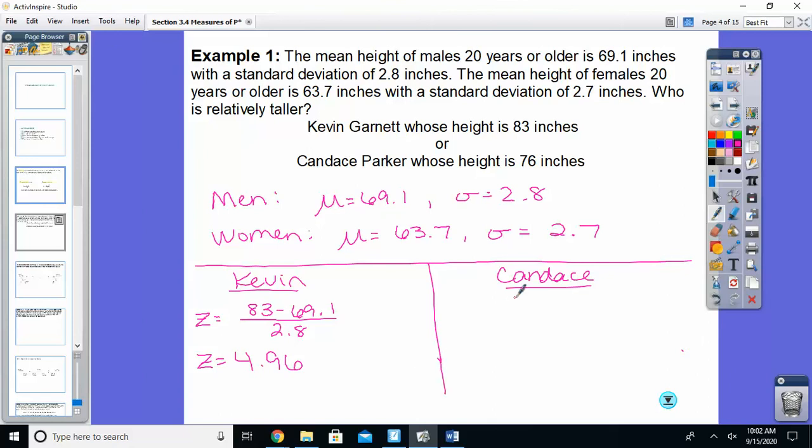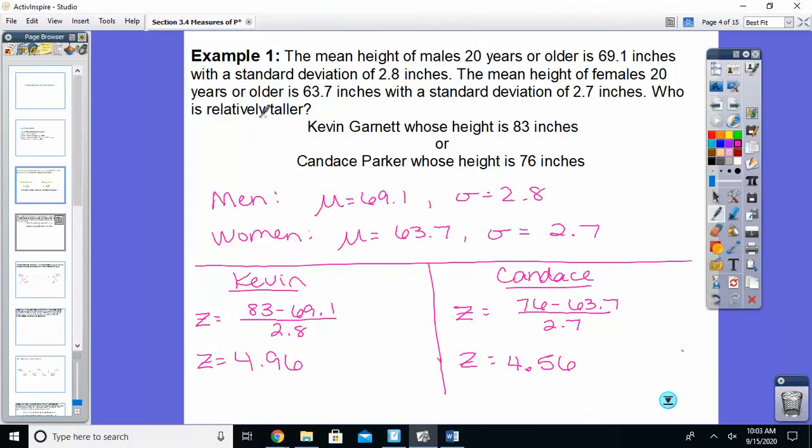Now let's look at hers. So she is a female, so I'm using the mean and standard deviation for females. So I take her height, which was 76, minus the mean for the women, 63.7, over the standard deviation for the women, 2.7. And I get a z-score of 4.56. Typically, I round my z-scores to just 2 decimal places. Okay, so she is also taller than the average woman.